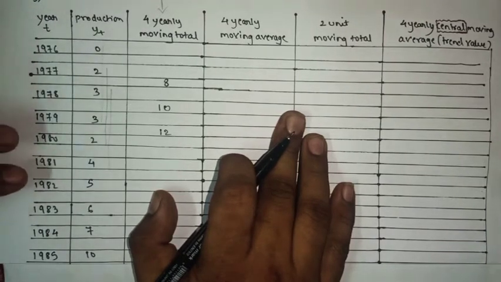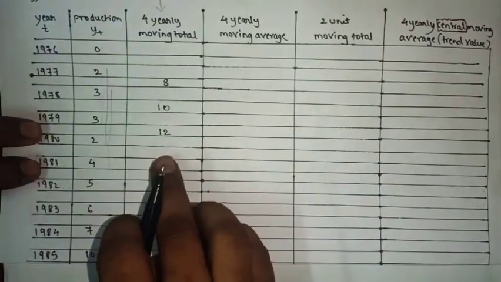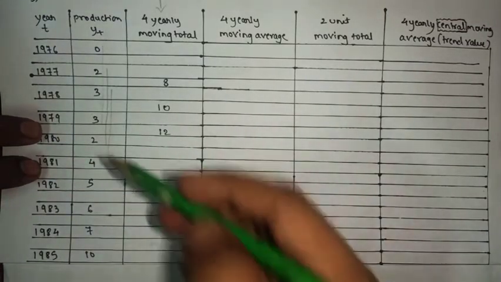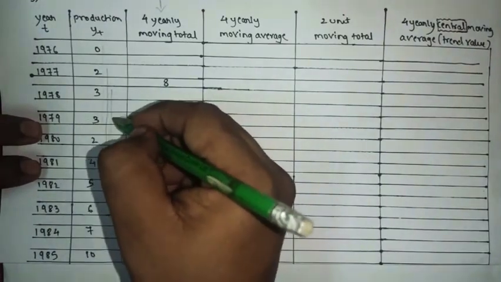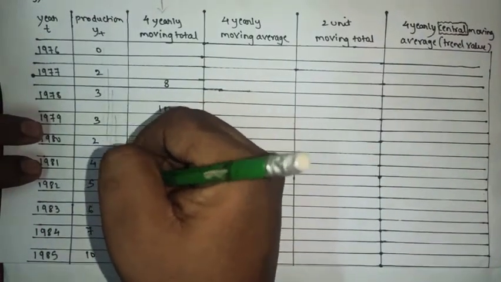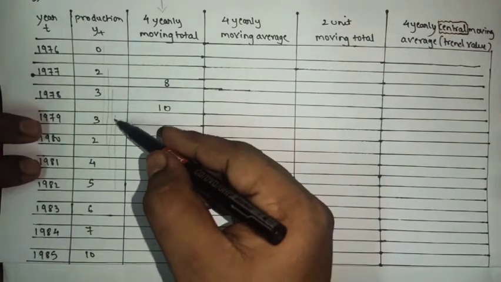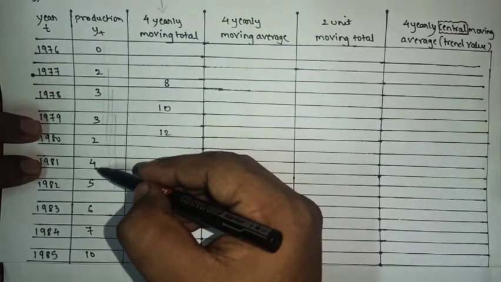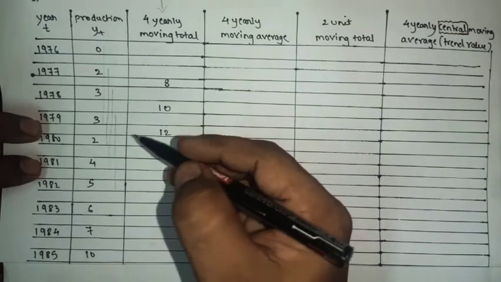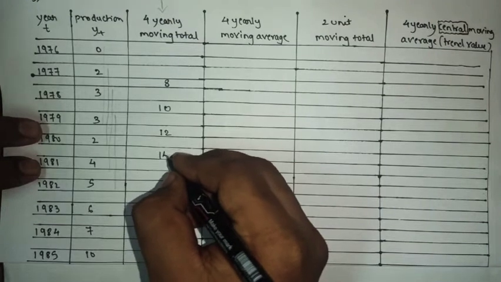Okay, so the next will be what? You will add the numbers and you will write between 80 and 81. So the numbers will be what? 3, 2, 4, 5. Add the numbers: 3, 4, 5. Yes or no? Then 10 and 4. So we can say it is 14. So between 80 and 81 you will write 14.